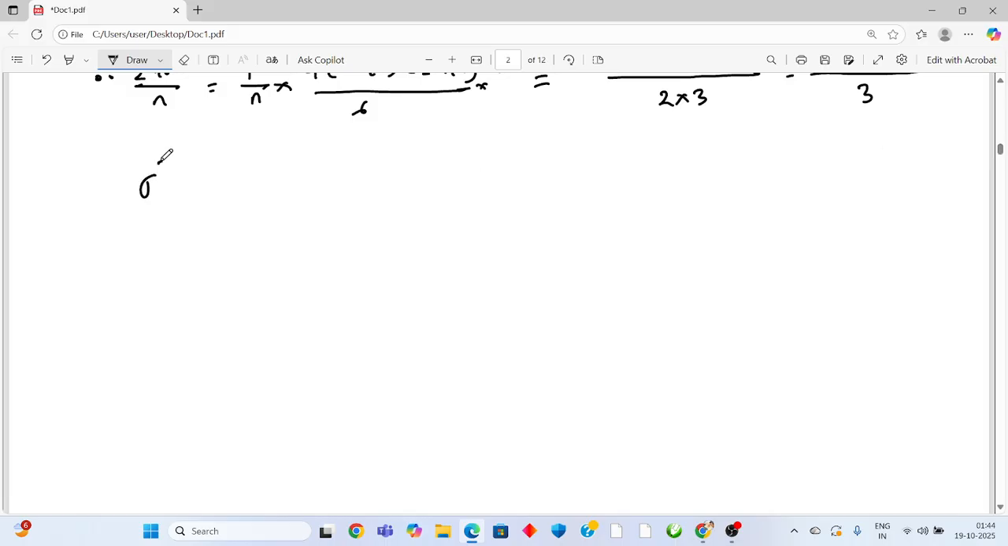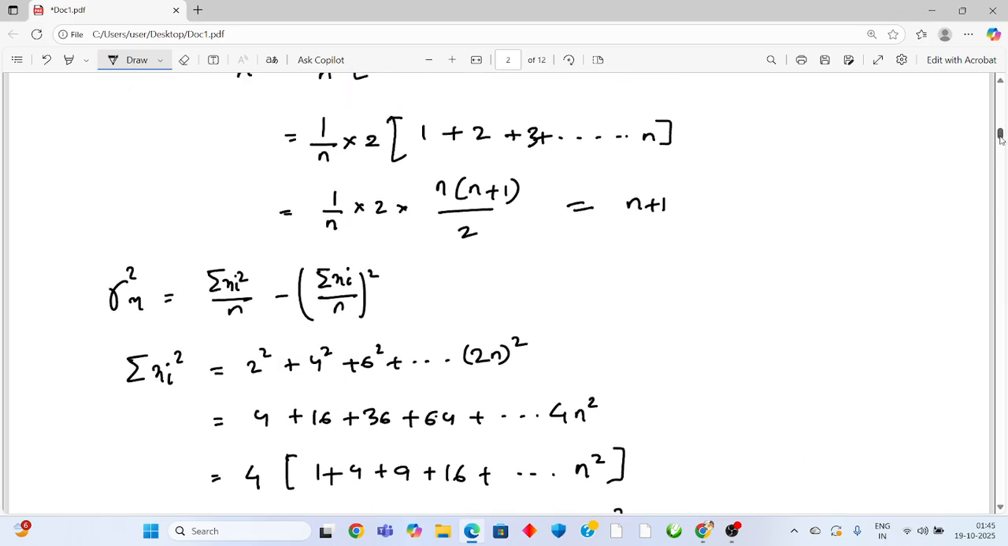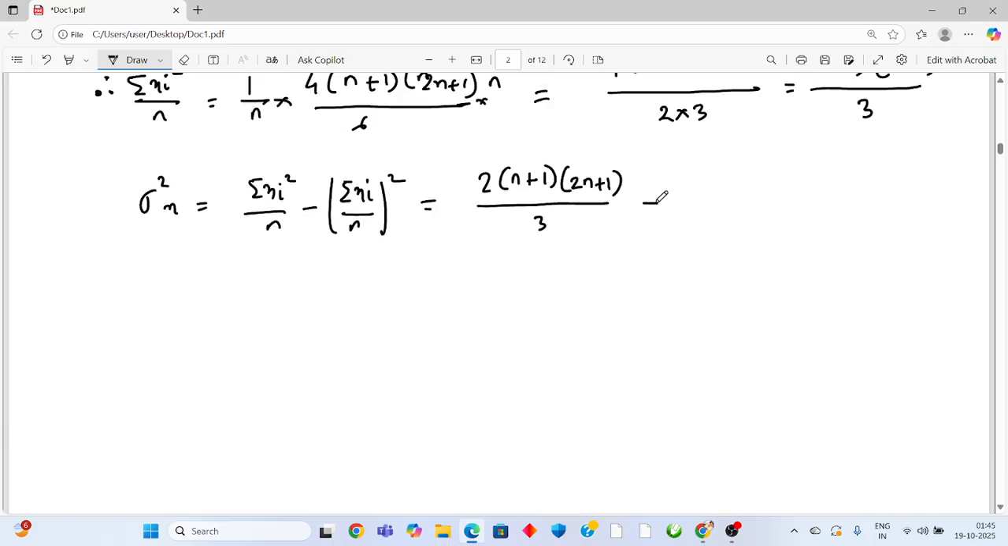Now, we know sigma square x is summation xi square by n minus summation xi by n whole square. We now will use the result that we got. So basically summation xi square by n is (n plus 1)(2n plus 1) over 3, and summation xi by n is basically n plus 1, right? Because this is our mean for even numbers. So we need to square it, n plus 1 whole square.